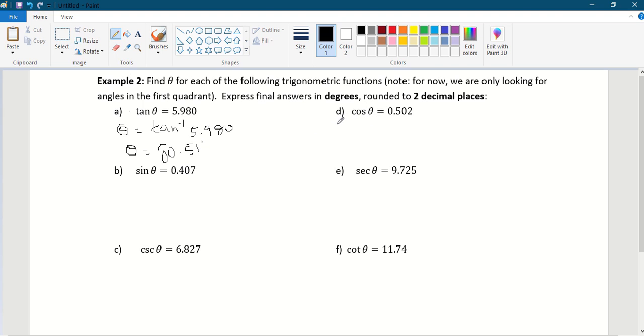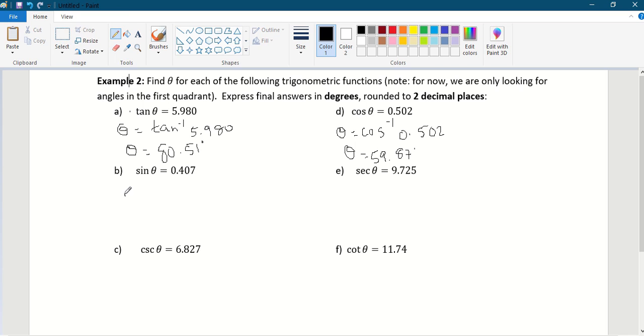Let's try this one. We are given cos theta equals 0.502. So we will say theta equals cos inverse 0.502. When we punch this in the calculator, see what we get. Cos inverse 0.502. We should get 59.87 degrees. So we will say theta is 59.87 degrees.